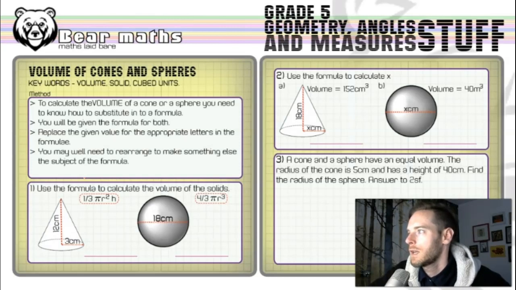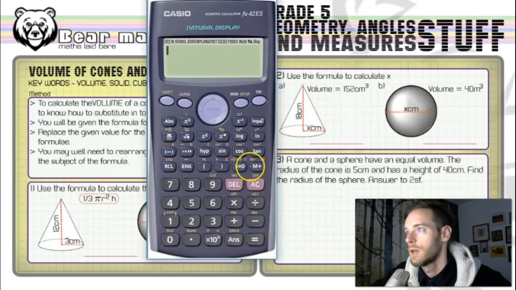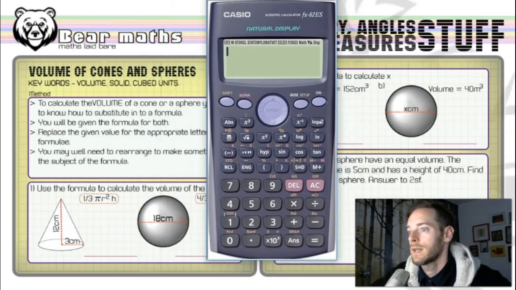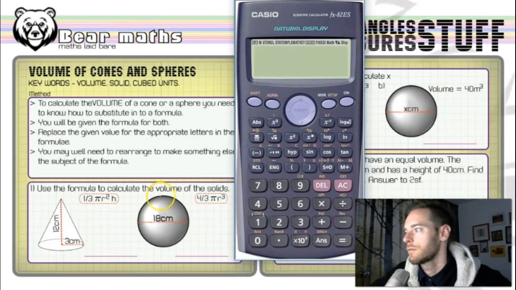So to calculate the volume of a cone or a sphere, you need to know how to substitute into a formula. You'll be given the formula for both. Replace the given values for the appropriate letters in the formula, and you may well need to rearrange to make something else the subject of the formula to work out what you want. Now it's a pretty simple skill for a grade 5 thing to begin with, but it does get more complicated as ever. So let's do the first couple of questions.